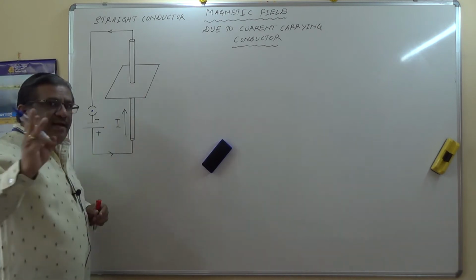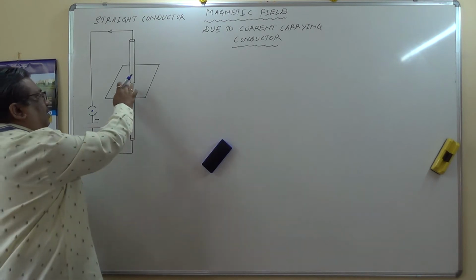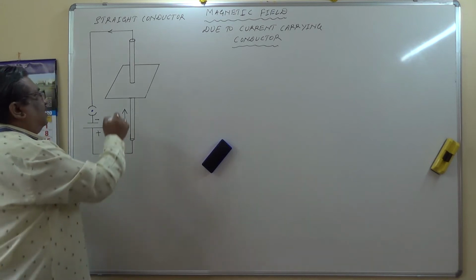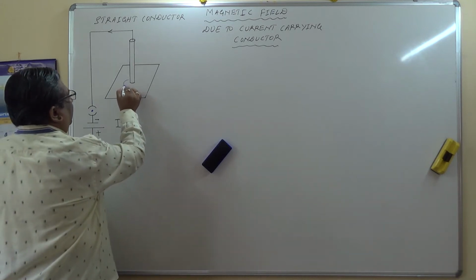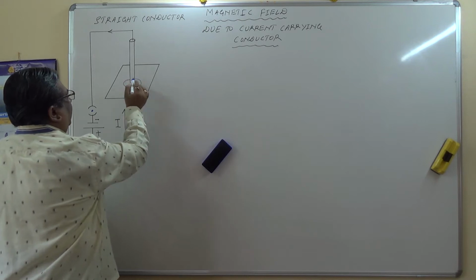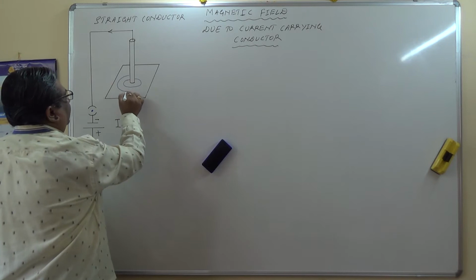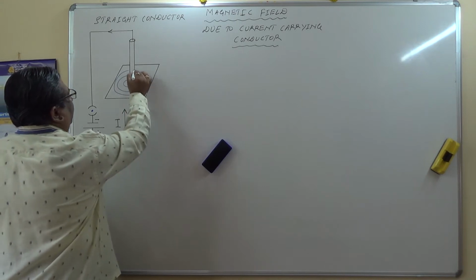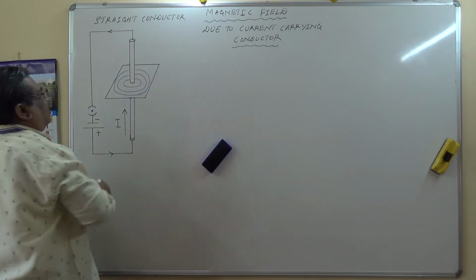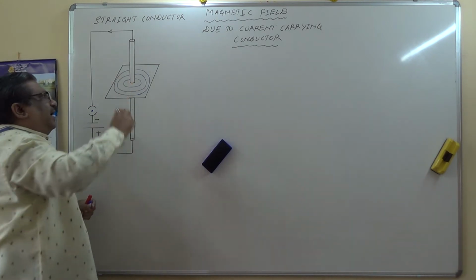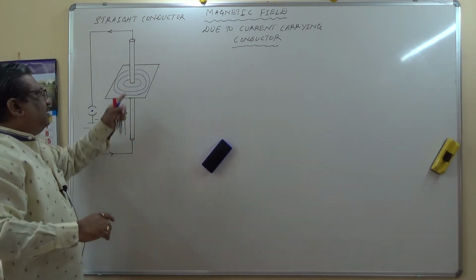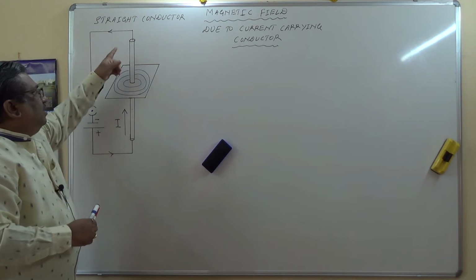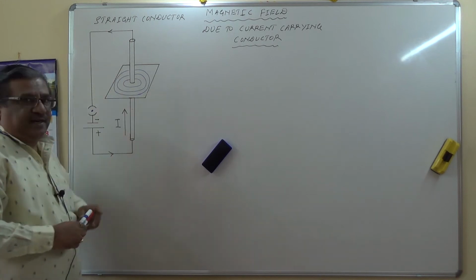I'll draw here three circles. That means the filings will get arranged along the circular path. First one, in order to understand, and then comes the second one, and one more, the third one. These are the concentric circles along which the iron filings have aligned themselves, and this is how the magnetic field is produced around the current carrying straight conductor.